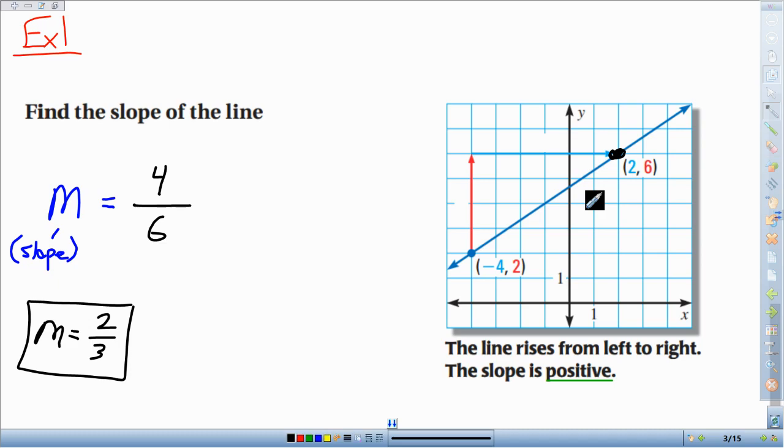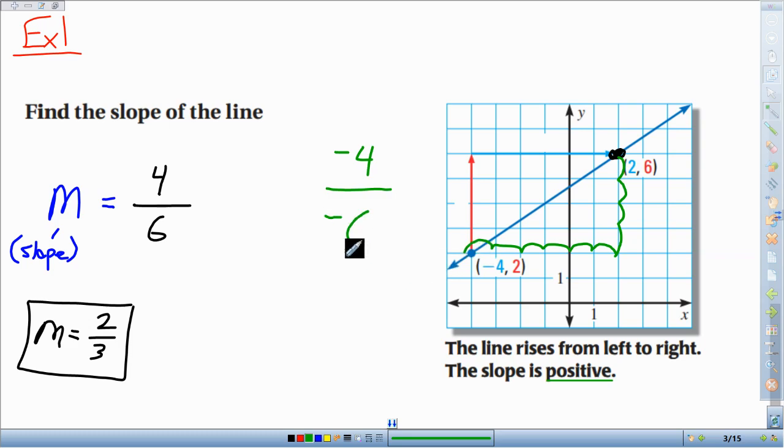Okay, and we want to find the slope. Remember, our slope is rise over run. If we started at this point, we would, quote unquote, rise down 1, 2, 3, 4 units. So our rise would be a -4 because we went down.